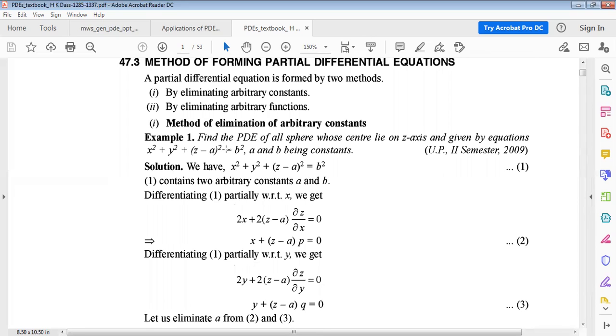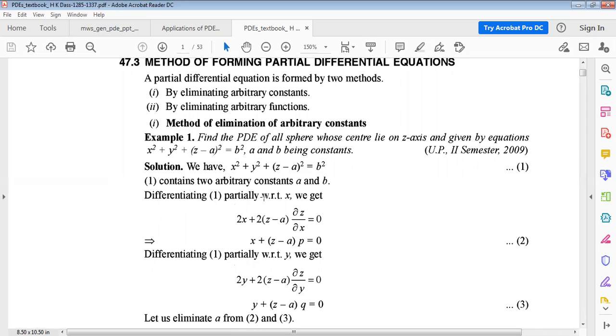Find the partial differential equation of all spheres whose center lies on the z-axis and given by this equation, where a and b are constants. This is the equation of a sphere whose center lies on the z-axis. This is actually three-dimensional, with x, y, and z variables. Understand? Now we try to form a partial differential equation for this. This is equation number one, and it contains two arbitrary constants a and b.